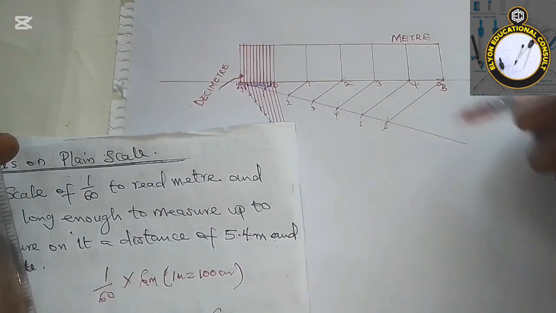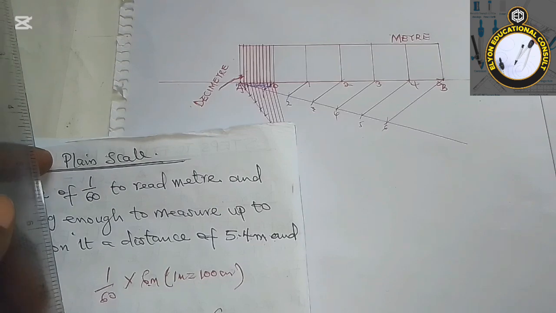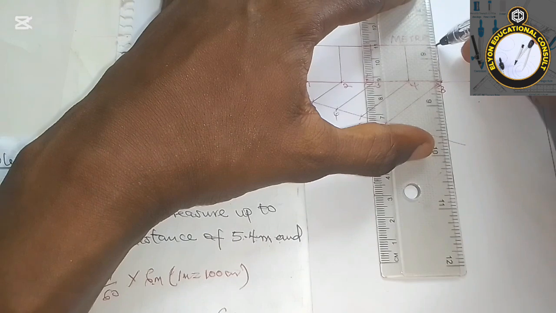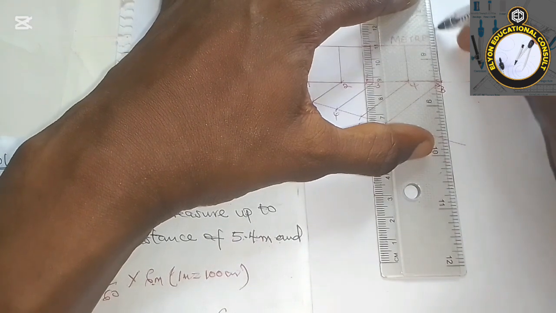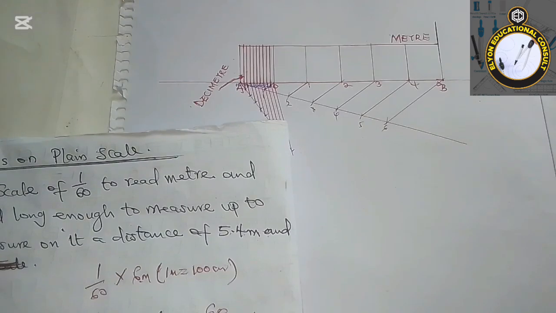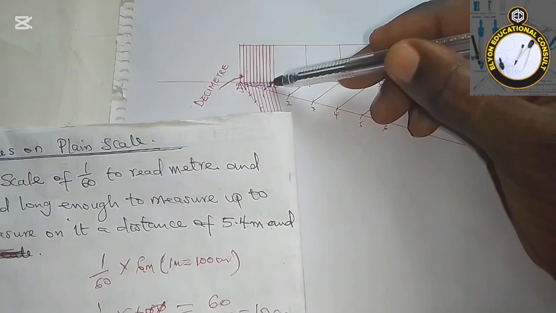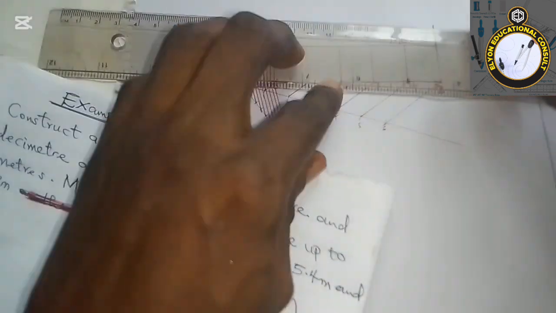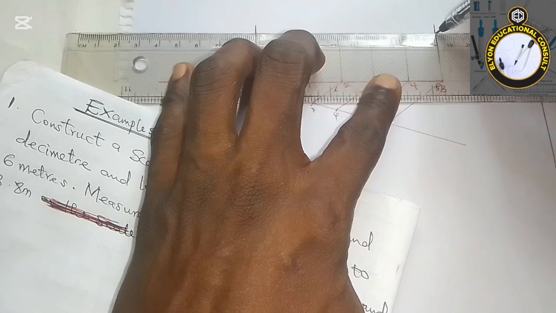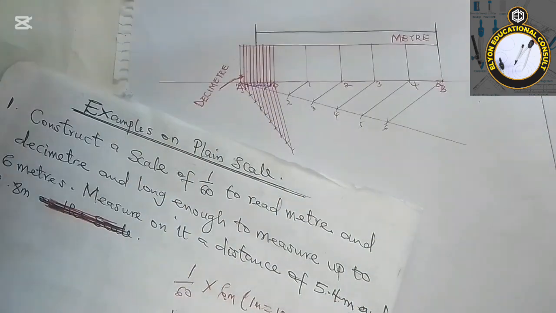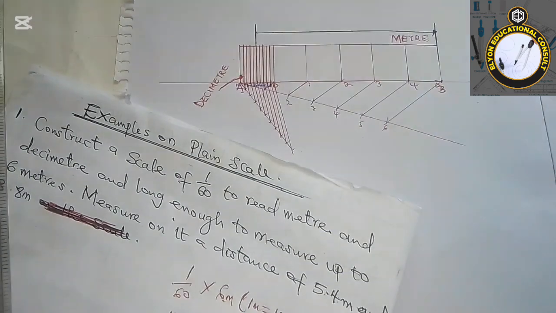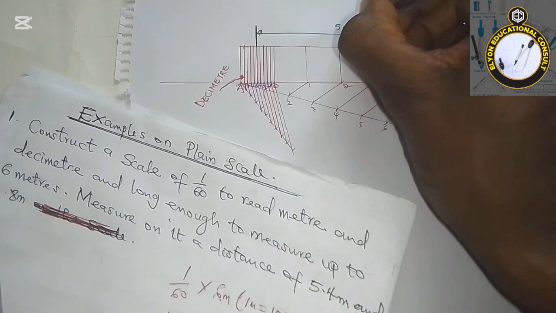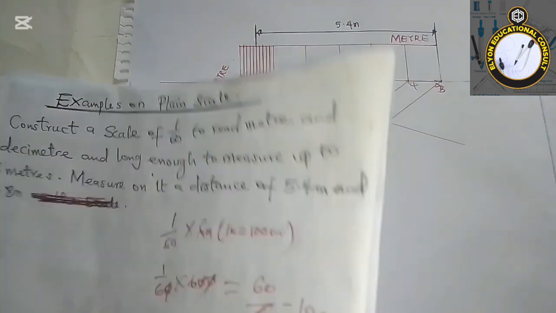So I will go to where I have 5. This is 5. At this point here, just draw a straight line up like this on the scale. Then come to this side, read this behind this, 1 2 3 4. So this length here will give me 5.4 meters.